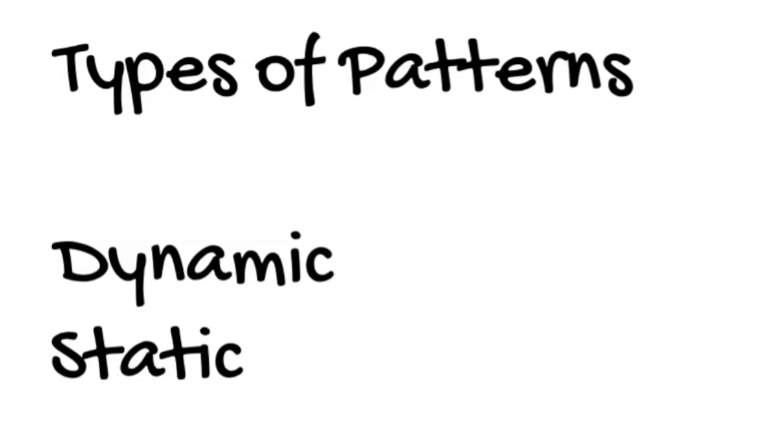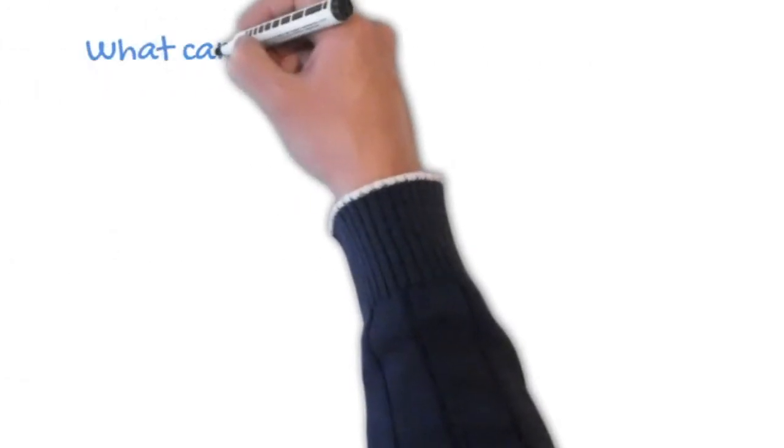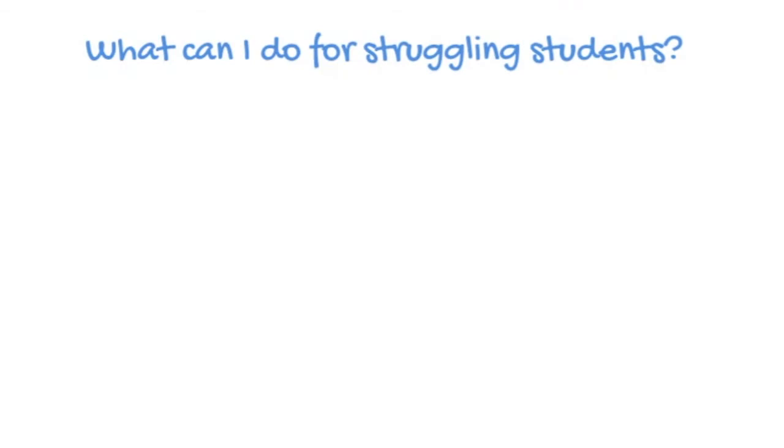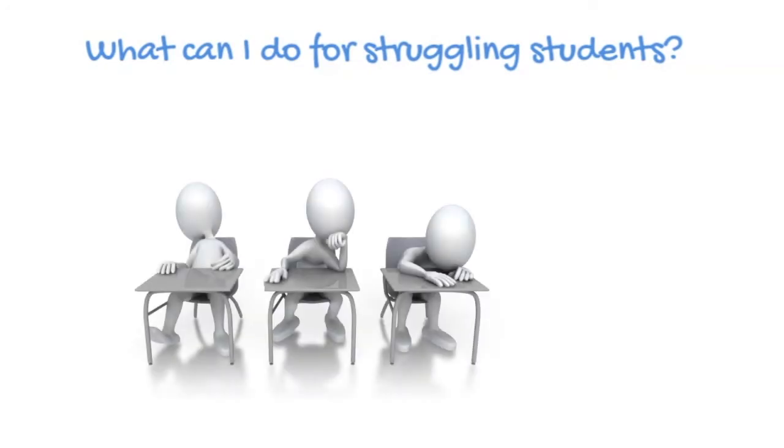But how do I get my student to understand that if they're still struggling? So let's talk about that next. Okay, so what can I do for struggling learners? I want to start out by saying the CSA model.